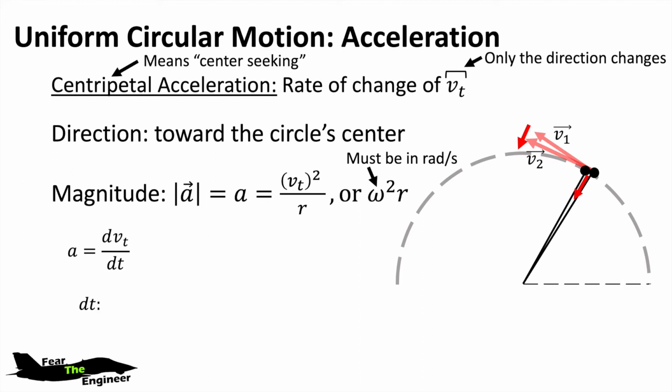We know that the expression for velocity is r times d theta over dt. We can rearrange and solve for dt. This gives us r times d theta over v. Now we can plug that in. Now let's look at the numerator, dv.